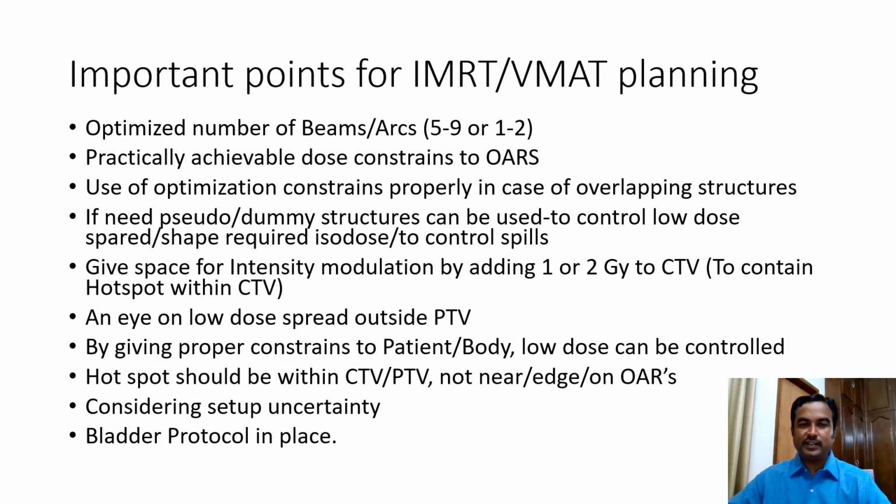So apart from this, in case of a cervix, most of the times we won't do SIB. We will try to deliver 50 gray or 45 gray in a single phase. So in this case, we can create an intentional intensity modulation by adding 1 or 2 gray to the CTV. Because if you allow the system the intensity modulation, the distribution will be better. At the same time, we should keep an eye on the low dose spread outside the PTV, as I said already. We also have to consider the uncertainty due to the setup.